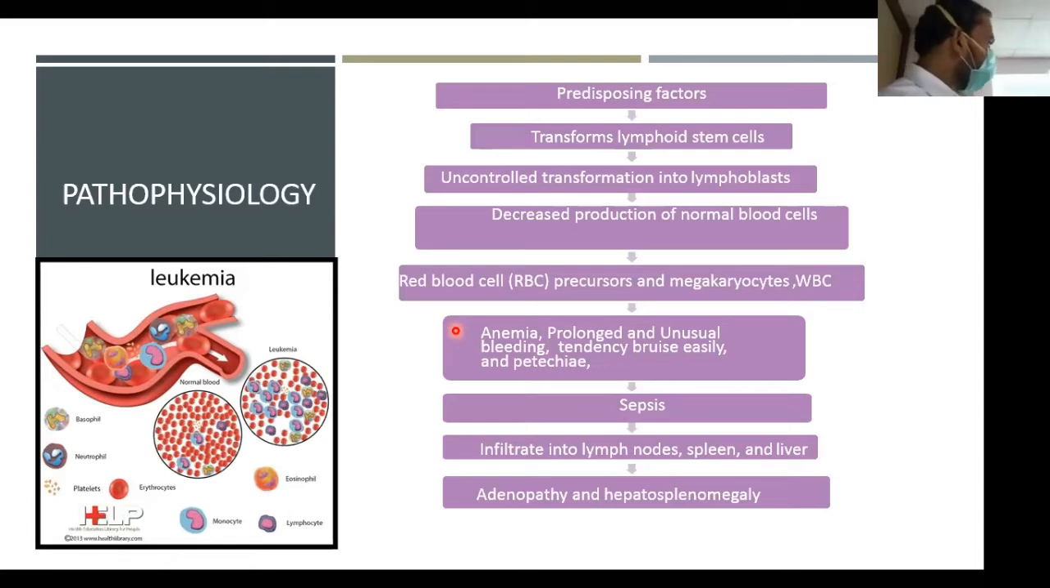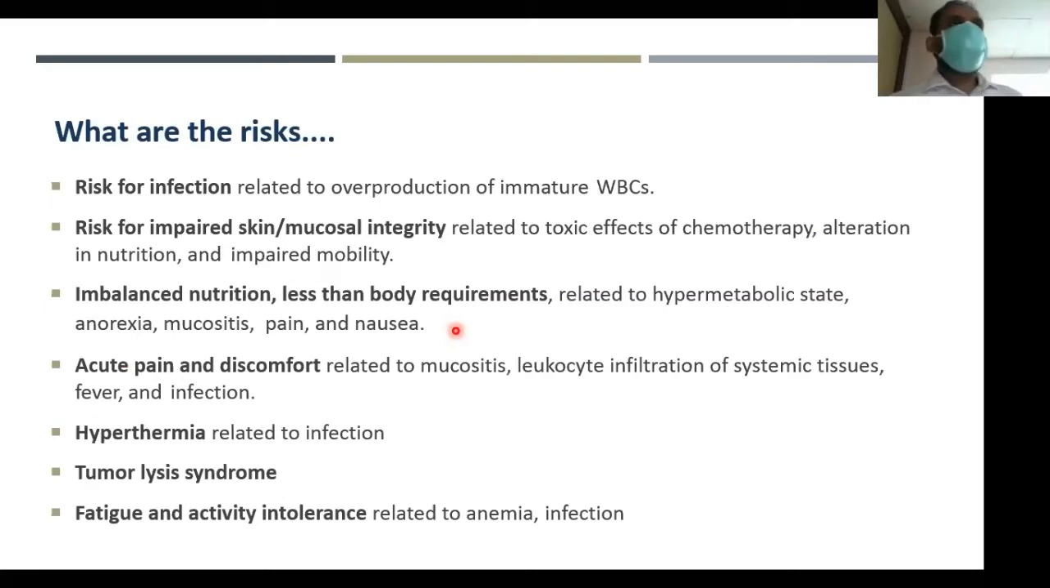Then this proliferating cell infiltrates into the lymph node. This I told about the marrow. The same thing will happen in the lymph node, spleen, liver: hepatomegaly, splenomegaly, lymphadenopathy. So why do we or anybody fear leukemia? Because of the risk of infections, bleeding, nutrition issues, pain because of the expansion of the marrow, and fever, infection, tumor lysis. These are all the complications which I will be coming into in detail.